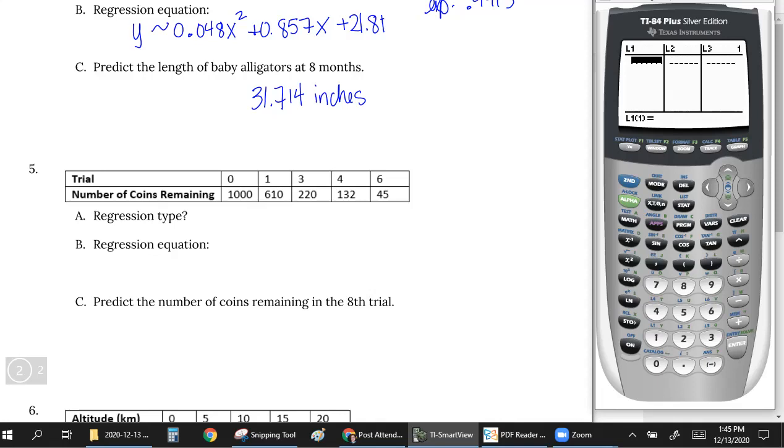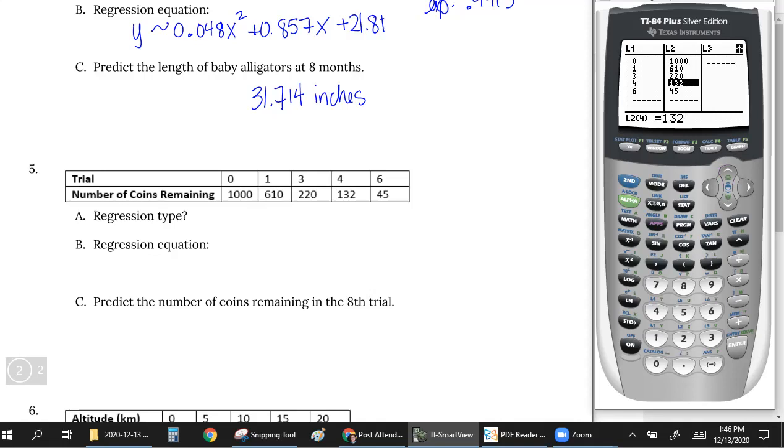So our x values, first row is 0, 1, 3, 4, 6. Now I'm hitting enter after I enter each one. Okay, my y value is 1,000. And then 610, 220, 132, and 45. And again, I want to double check, make sure I had my entire list. Let's see, I left off the 0 on the 220, so I'm just going to arrow up to that one and retype it. So 2, 2, 0, enter. And now I have more accurate data. Everything looks good. So I am ready to do my regressions.